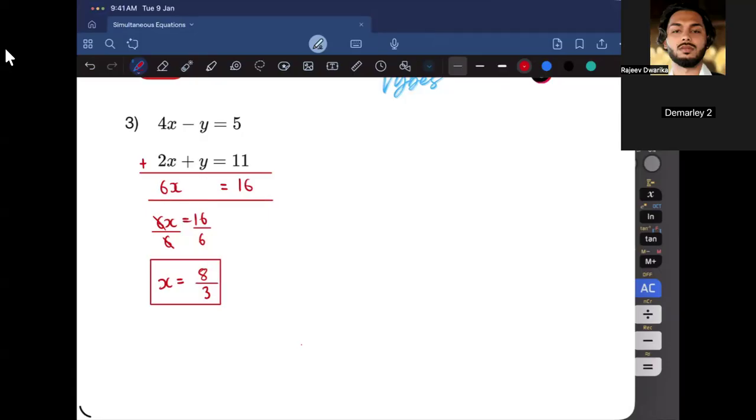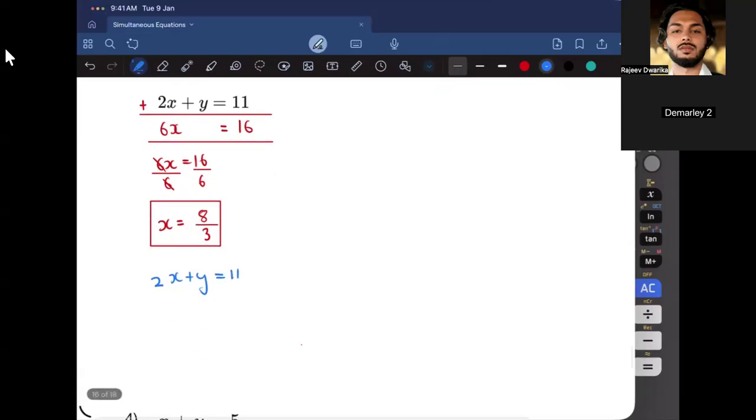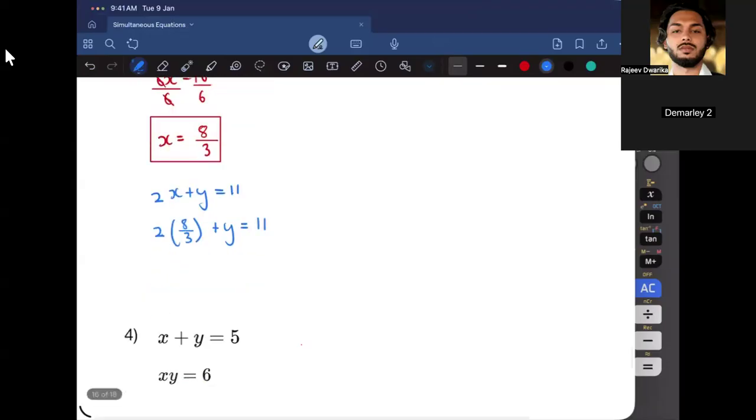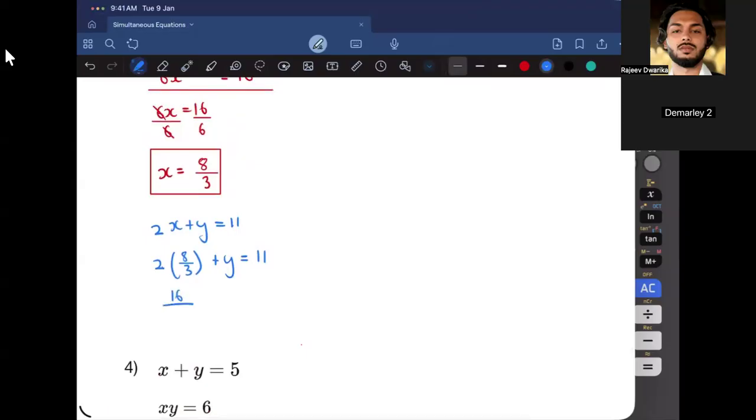Let's use equation 2. Okay, so that's going to be 2x plus y is equal to 11. And so I'm going to say 2 by 8 over 3 plus y is equal to 11. So what is 2 times 8 over 3? That's 16 over 6. No, or keep the same. So 16 over 3, right.